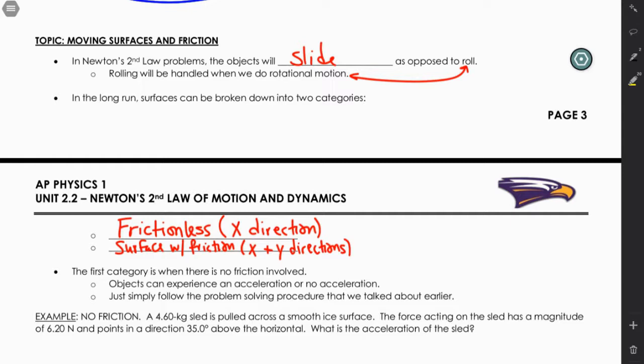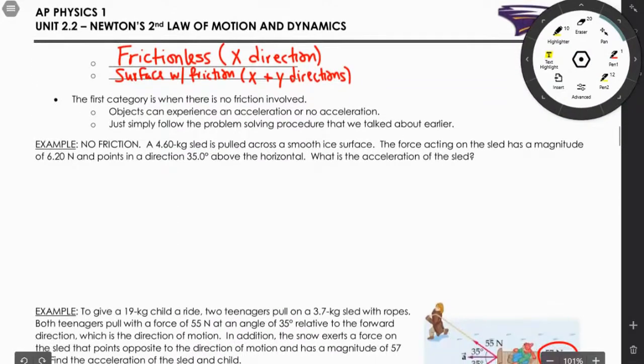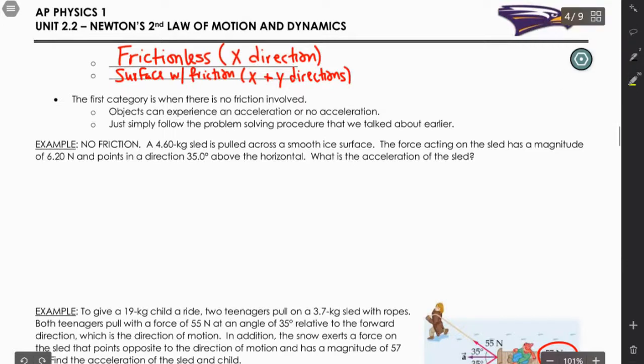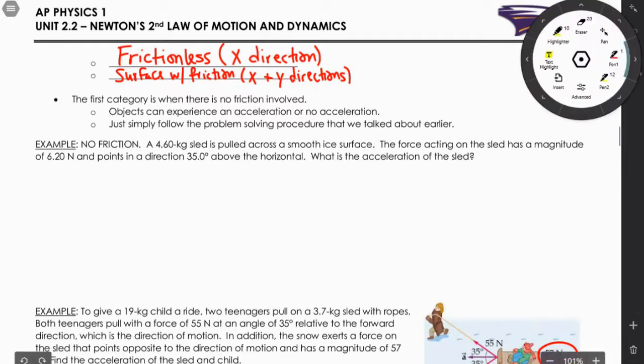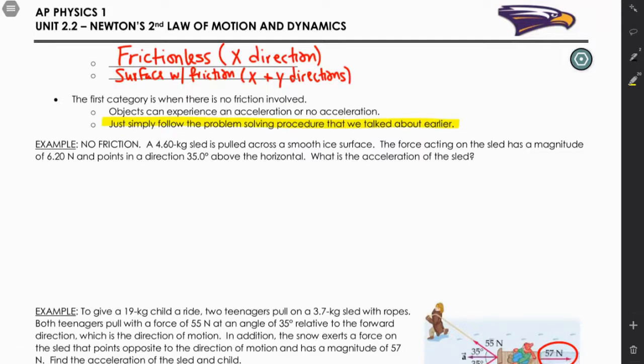And so now we're going to look at frictionless horizontal surfaces, because one of the last videos in this section will be what happens when we incline the surface. So we're just going to look at tables and flat ground and so forth. But the key thing is to follow the procedure that we've been describing throughout these videos on Newton's second law: draw, sum, solve, okay? And so here's the first example.